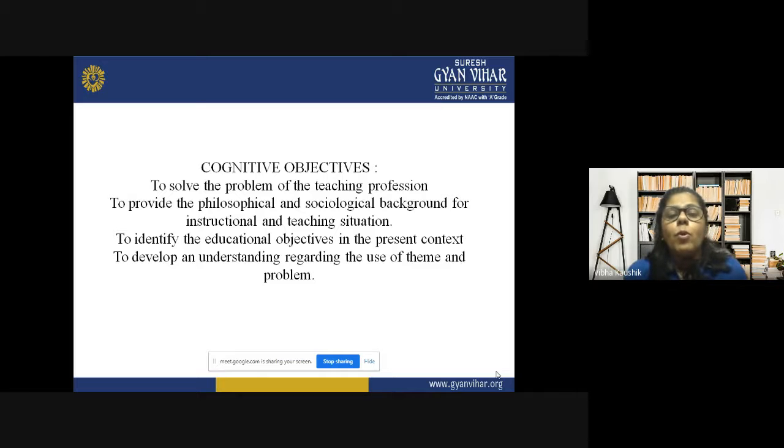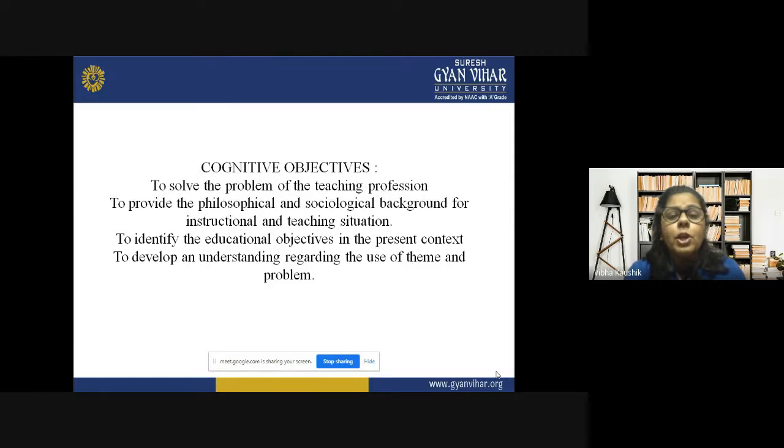Now, cognitive objective: to solve the problems of the teaching profession. Why cognitive objective? Because it will be able to solve the problems of the teaching profession. By conducting a workshop on that, we will be able to solve the problems of the teaching profession. The second one is to provide the philosophical and sociological background for instruction and teaching situations. A workshop provides the philosophical and sociological background for instructional and teaching situations.